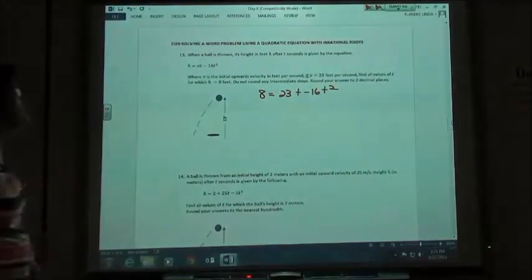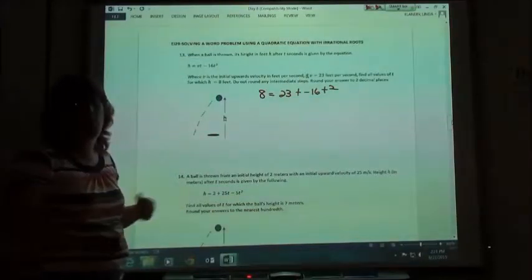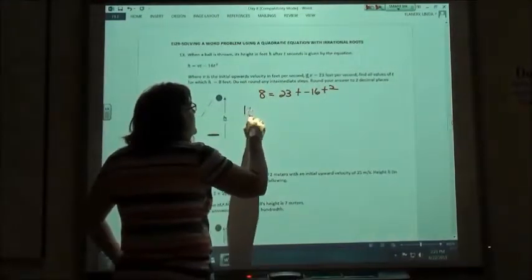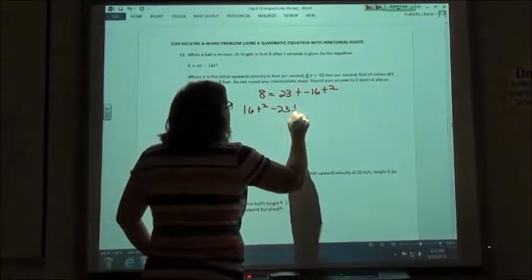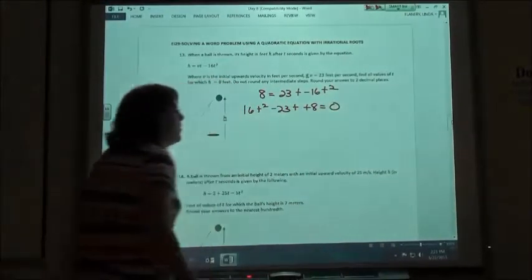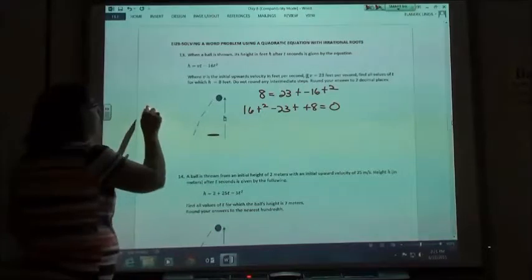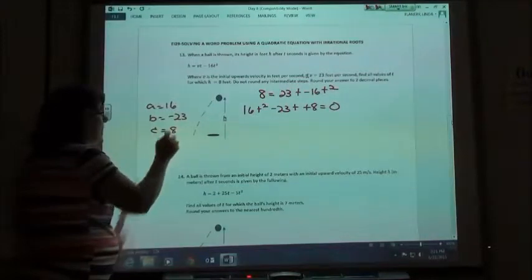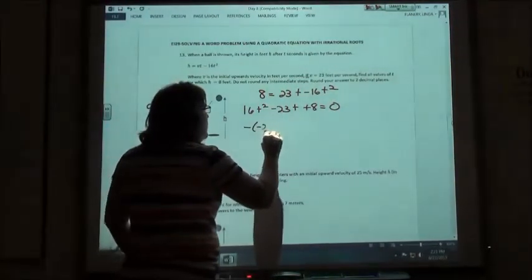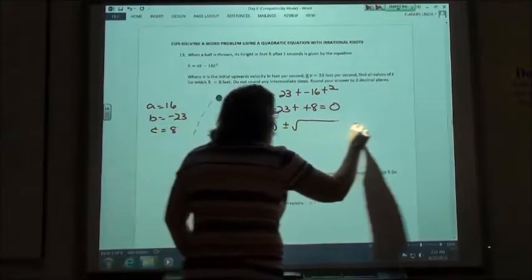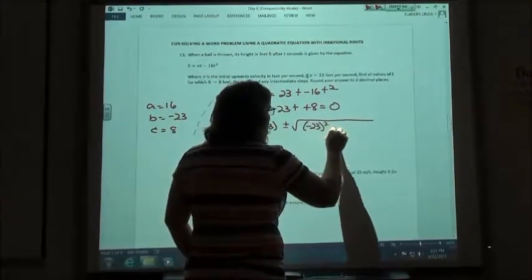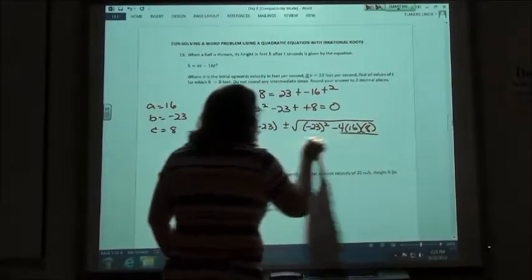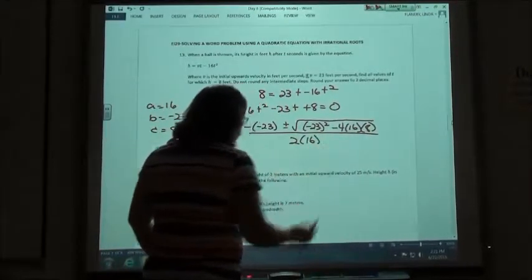So I have a quadratic equation, but I want to put it in its best form, so I'm going to set it equal to 0. I also like to make sure my t squared is positive, and so I'm going to move these two things over here. So 16t squared minus 23t plus 8 equals 0. So using my quadratic formula, A is going to be 16, B is going to be negative 23, and C is going to be 8. So I'm going to have minus a negative 23 plus or minus the square root of negative 23 squared minus 4 times the A value of 16 times the C value of 8 over 2 times the A value.